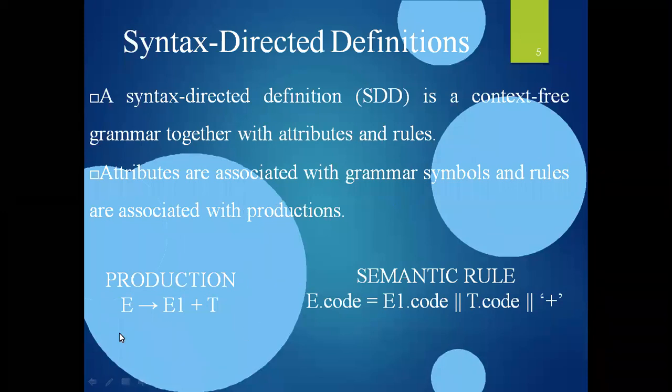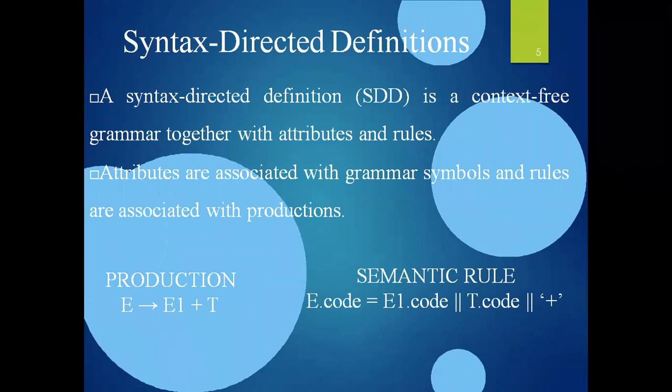Attributes are associated with the grammar symbols and rules are associated with the productions. What does it mean? The left hand side part and the right hand side part. The rules are associated with the productions, and the attributes are associated with the grammar symbols. Make a note of this: in the production rule from the given grammar, which are the grammar symbols and which are the productions, and what are attributes associated with and what are rules associated with.